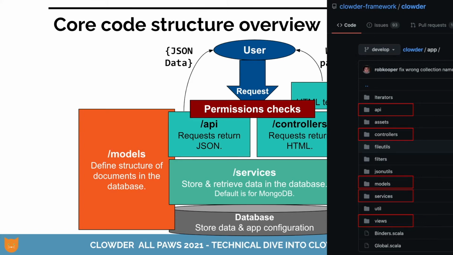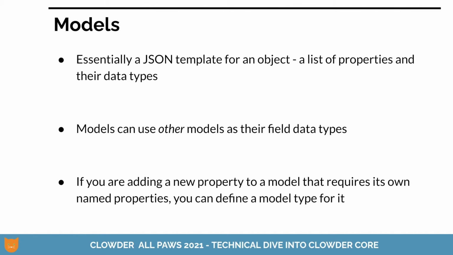Each type of resource in Clowder has a model associated with it, and a model is like a JSON template for that type of resource. It's a list of properties and their data types. When we map things into the database, models are the way that we create the table definition or the document collection or whatever in order to store the data that we need. Models can be nested, so a property can have a type that's another model you've defined somewhere else. We'll see an example of that in a minute. And if you're adding new properties to an existing model that require their own named properties, like a sub-object, you might want to define a model for that.